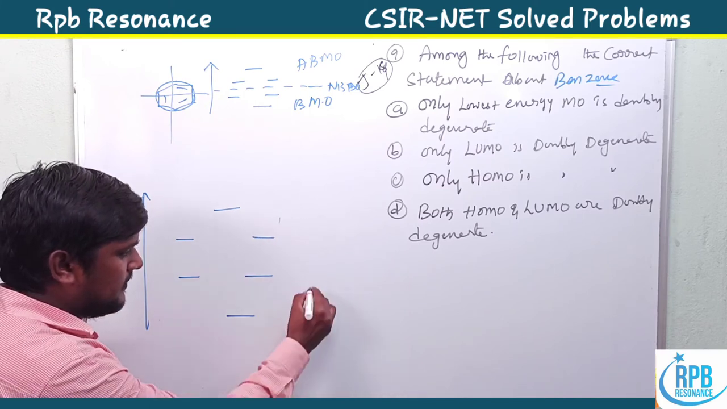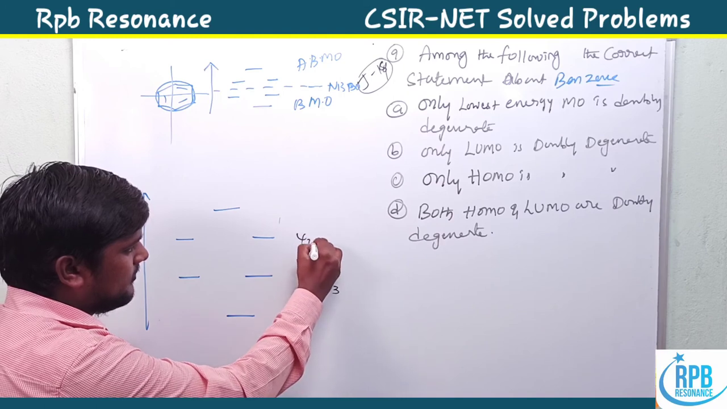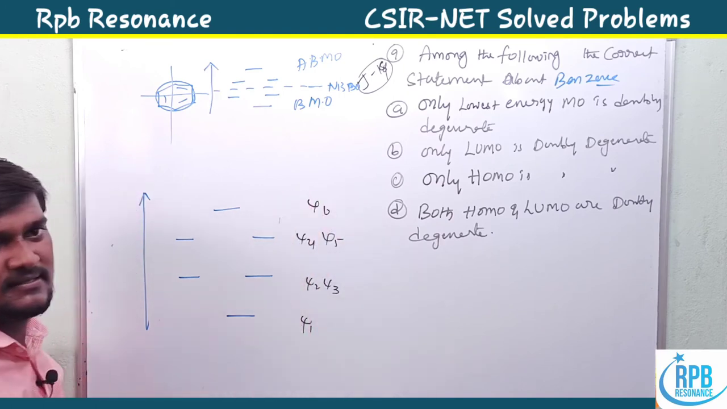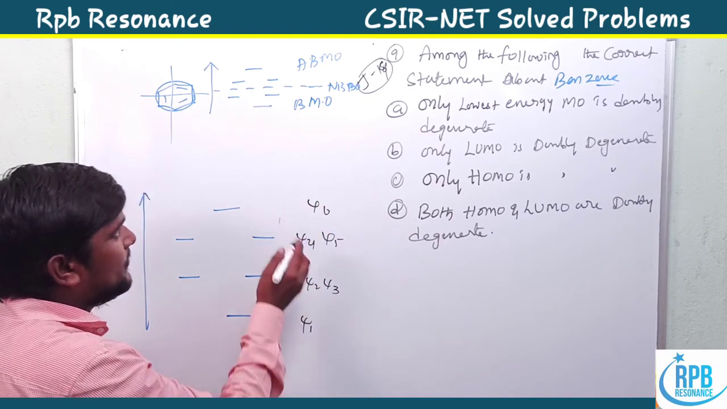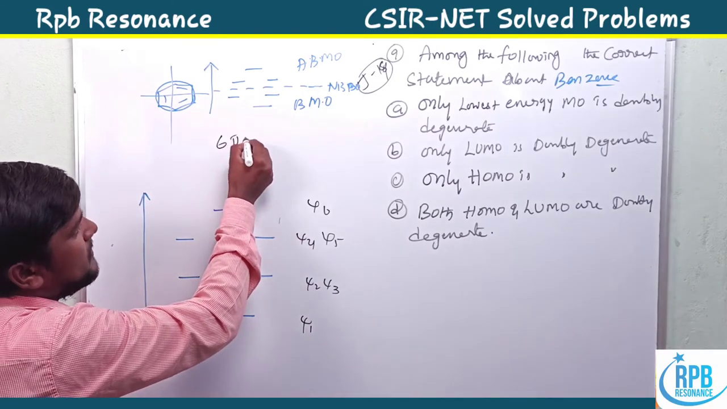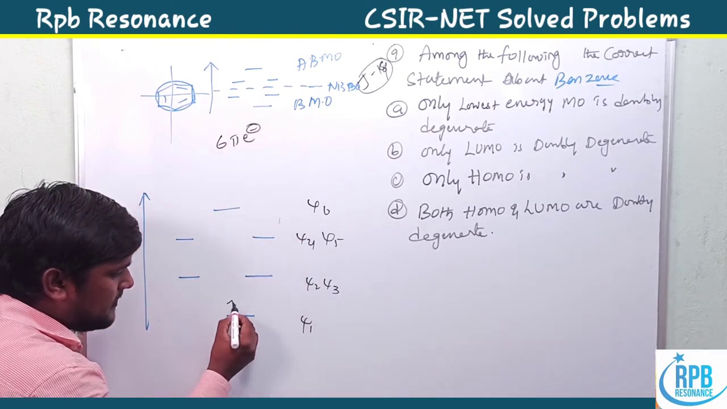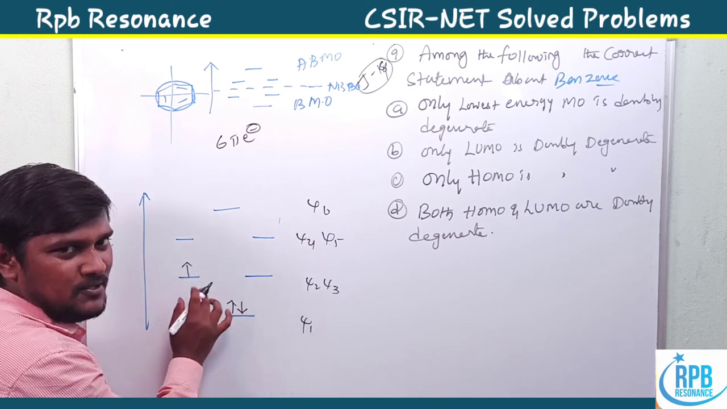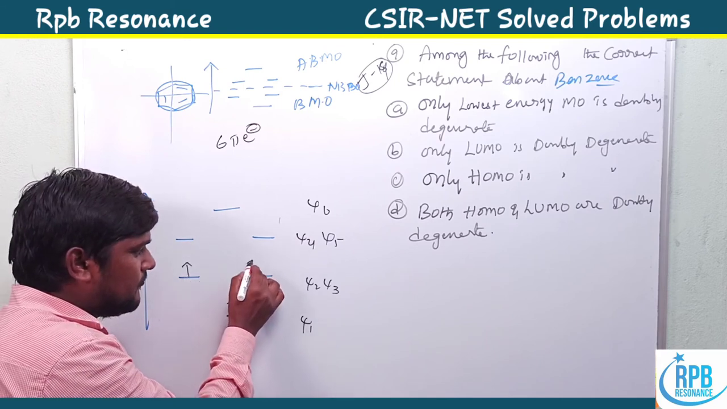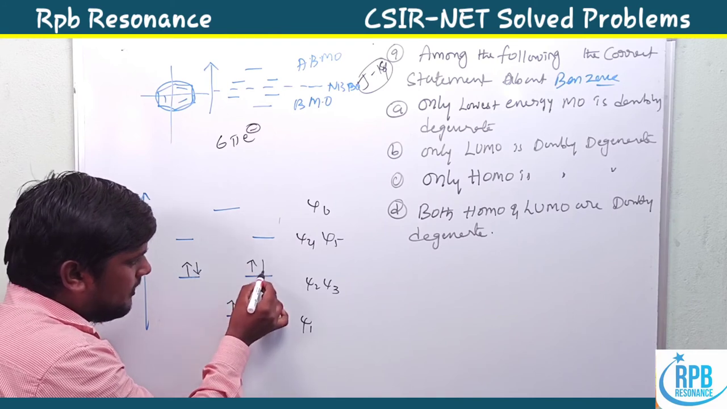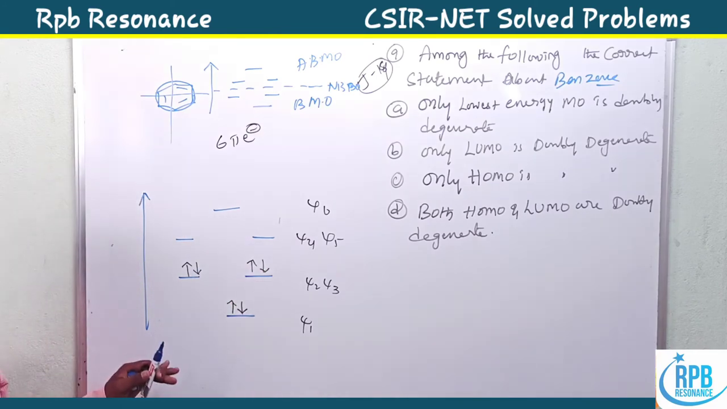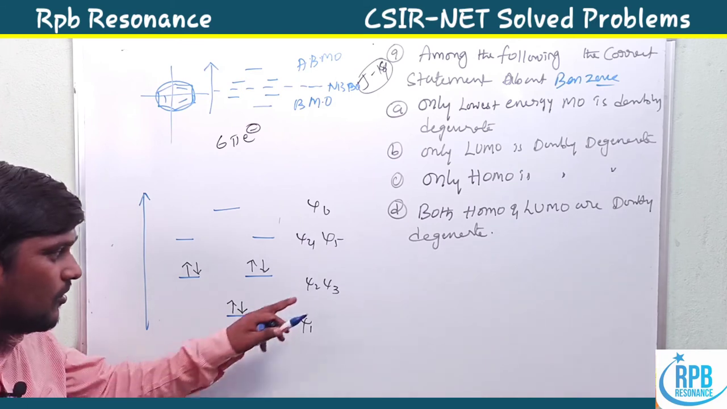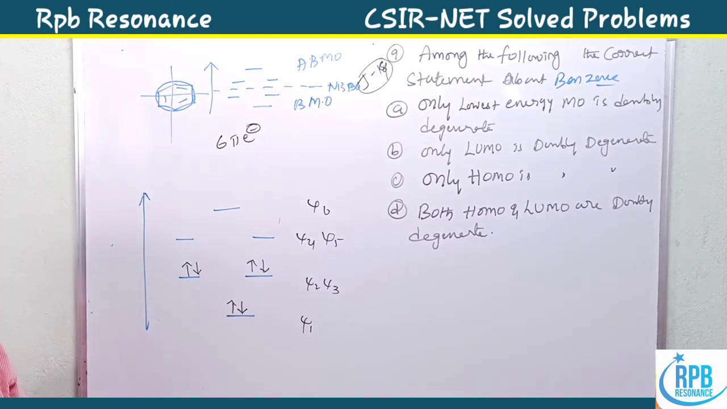So simply psi 1, psi 2, psi 3, psi 4, psi 5, and this is psi 6. Now benzene has 3 pi bonds, that is 6 pi electrons. Let us pair up the pi electrons. Equal energy orbitals are present, so after half filling, then only pairing takes place. Here we have 6 electrons, and all 6 are filled in the bonding molecular orbitals only.